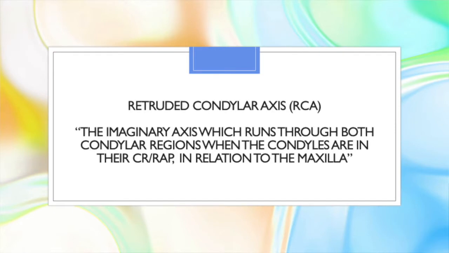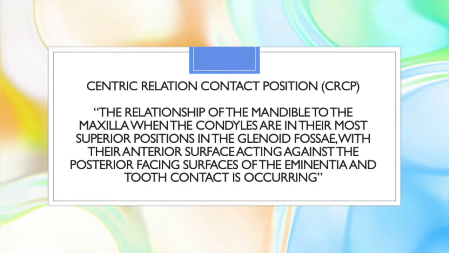And then there's the retruded condylar axis, so the RCA, which is the imaginary axis which runs through both the condylar regions when the condyles are in their CR in relation to the maxilla, and it's a relaxed and unstrained relationship, so it can be a functional position if deflective contacts and cuspal interferences are removed.